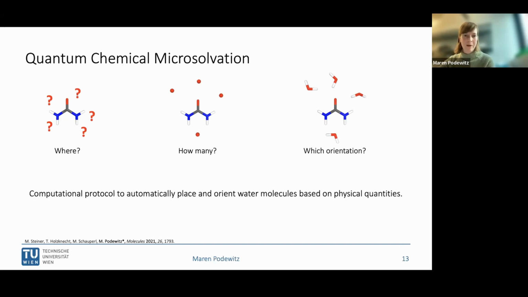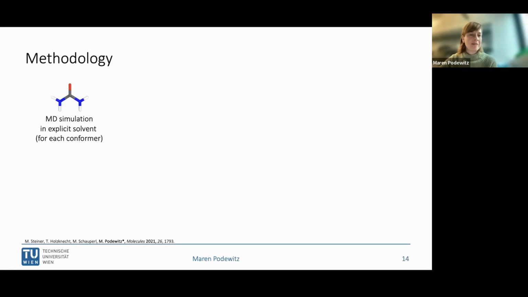And this is what we came up with, a protocol that does this automatically and gives a physical quantity based on which you can decide how many molecules you want to include. Okay, how do we do this? So again, we run an MD simulation of our solute in explicit solvent. Now, you've seen that if we take any structure and just let it run, we get different conformations. And in order for this microsolvation algorithm to work, we first have to identify the relevant conformations, and then we need to run a restrained MD simulation for each of these conformers.